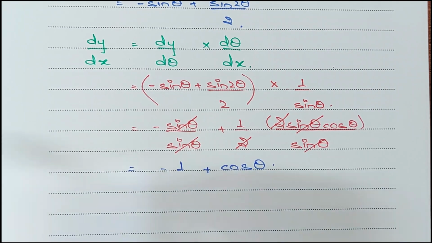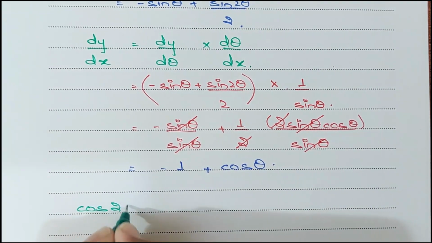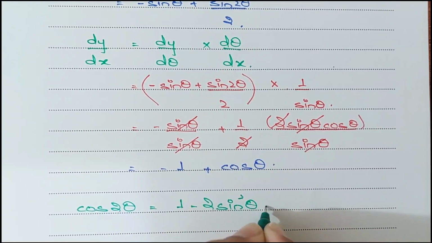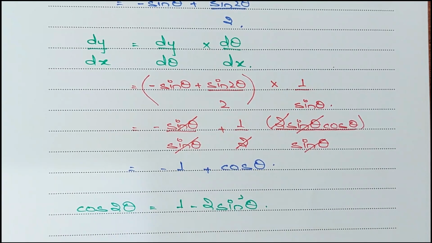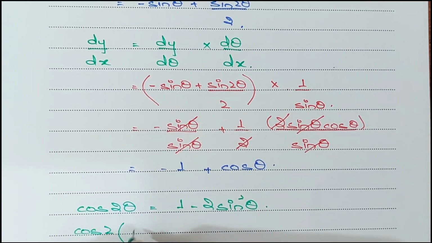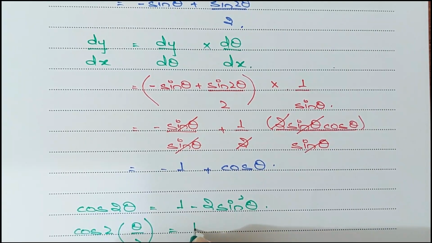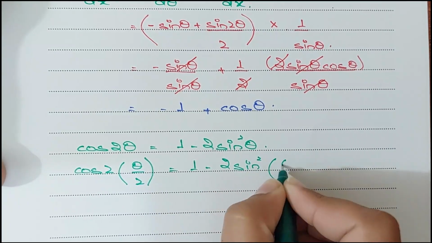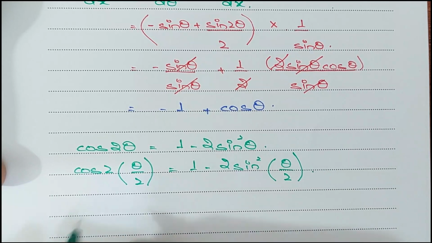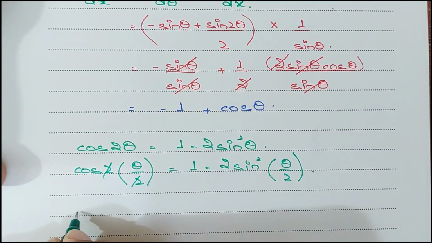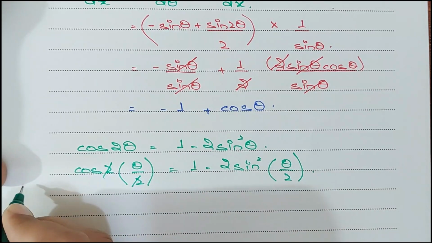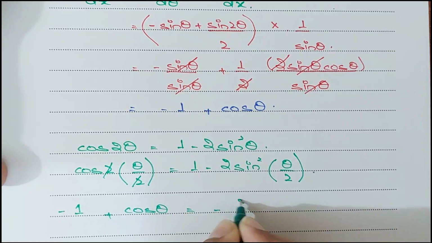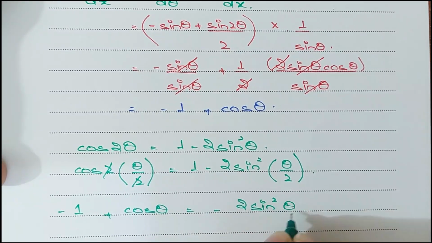If I use the cos double angle formula over here, cos 2 theta is equal to 1 minus 2 sine square theta, right? If I replace theta by theta by 2, cos theta is equal to 1 minus 2 sine square theta by 2. Right, so 2 is cancelled with 2. So if I shift this one to the other side, minus 1 plus cos theta is equal to minus 2 sine square theta by 2.